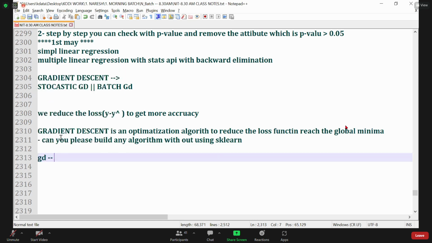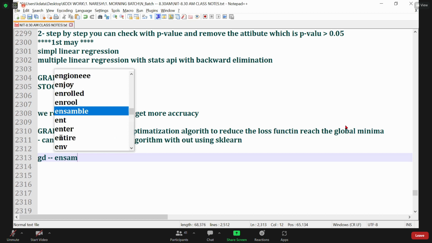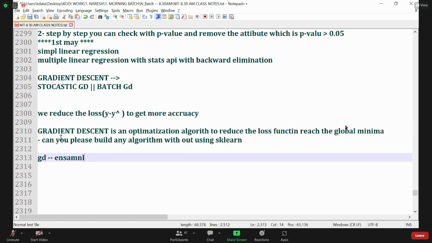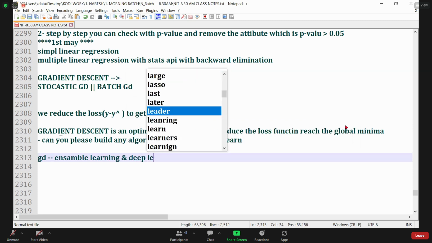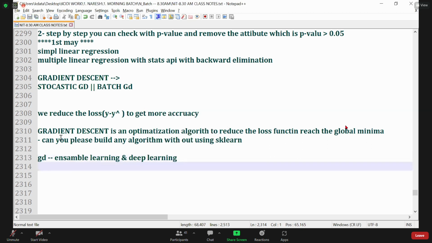Gradient descent can be used in ensemble learning, and also in deep learning we use it, guys. I hope you guys are clear.